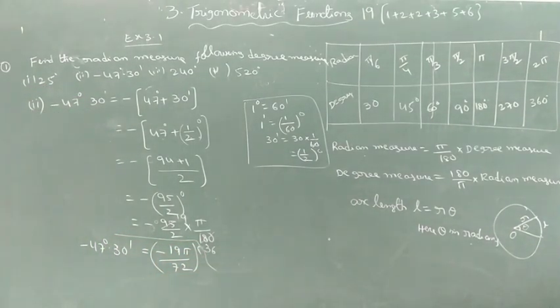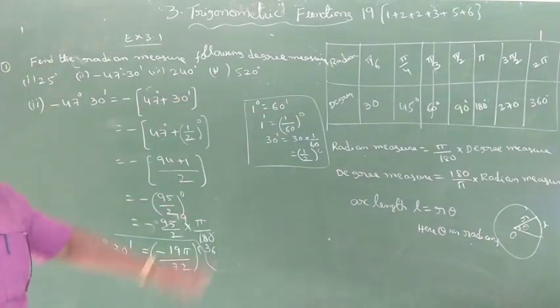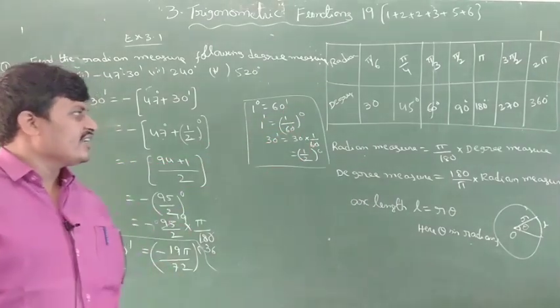Once again I will explain. This is the degree, this is the minutes. Minutes also convert into degrees. 1 degree is equal to 60 minutes. 1 minute is equal to what? 1 by 60 degrees.